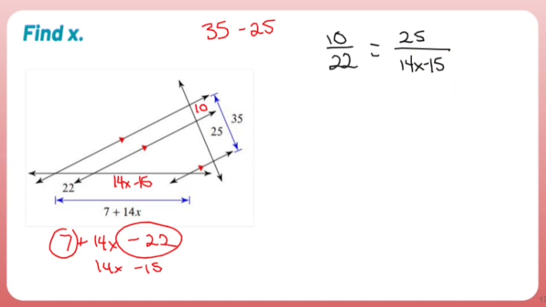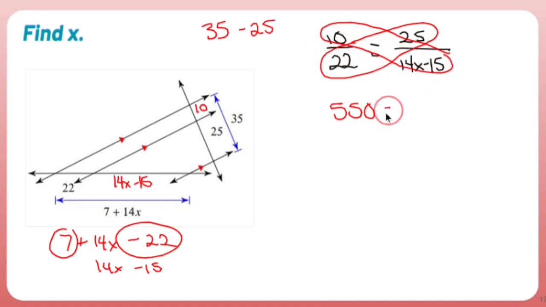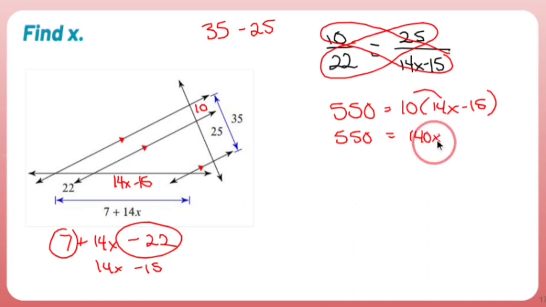We have a proportion, so you could do crisscross applesauce. 22 times 25 would be 550. We're going to set that equal to 10 times a group, so I have to set up the distributive property, 10 times 14x minus 15. So my first step in this problem is to do the distributive property, so 550 just drops down. 10 times 14x is 140x. 10 times negative 15 is minus 150.